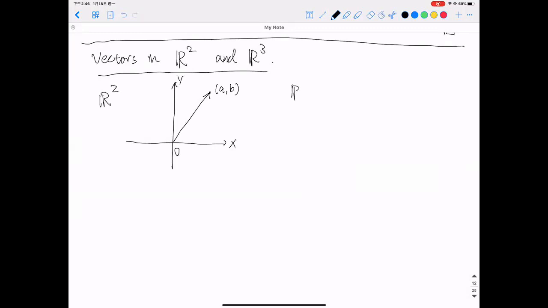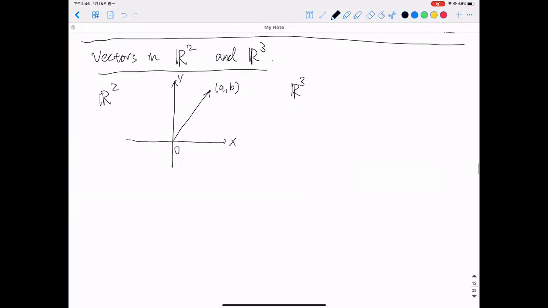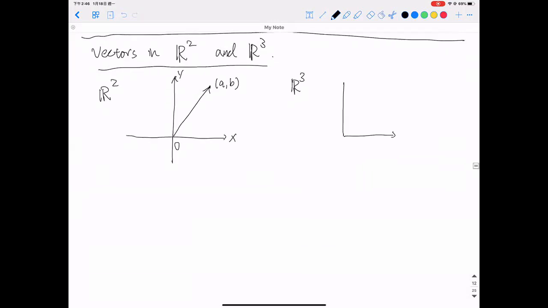In R3, you have 3 directions, X, Y, and Z. And a vector, again, you have an origin. A vector is then depicted by 3 numbers.